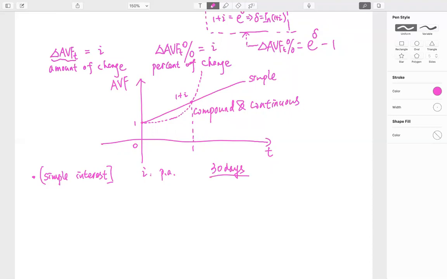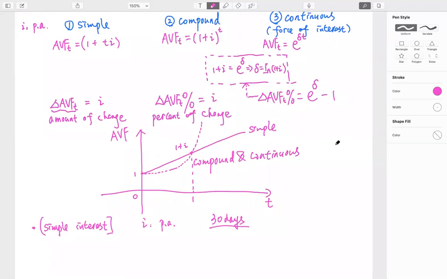In this case, let's say your interest is quoted as I per annum, and let's say you only have 30 days. Of course, in that case, you can think it's 90 days. And how do you convert to calculate? Because according to this, it is 1 plus t i. So in this case, the question is, how do we compute t?